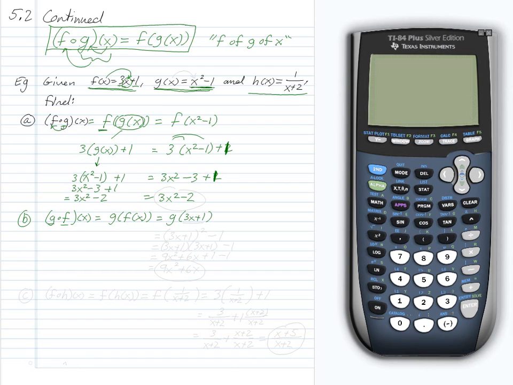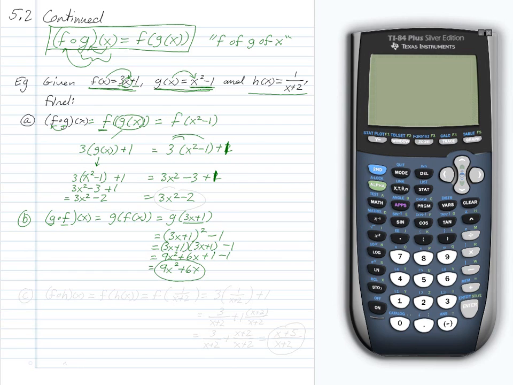And what does g do? Well, g takes its input and squares it and subtracts 1. So we're going to take this input, 3x plus 1, and we're squaring it, and then we'll subtract 1. So we could stop there, but we might as well simplify. This is 3x plus 1, 3x plus 1, minus 1. So that's 9x squared. 3x and 3x gives us 6x plus 1 minus 1. And our 1's cancel, and we're left with 9x squared plus 6x.